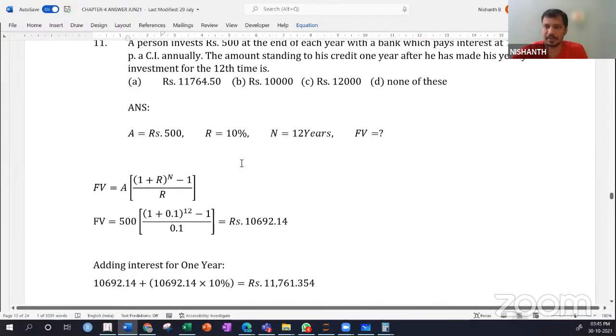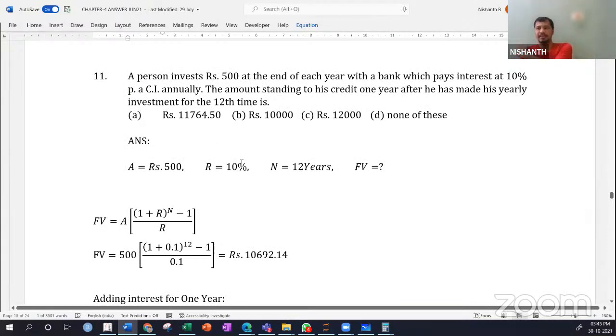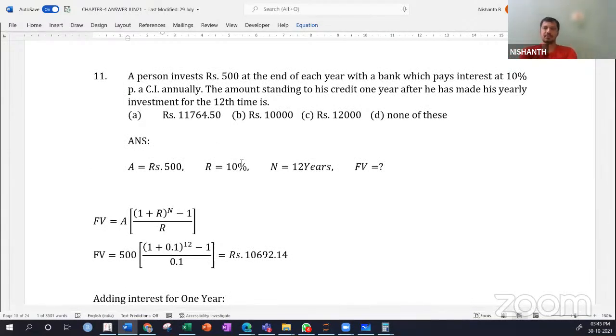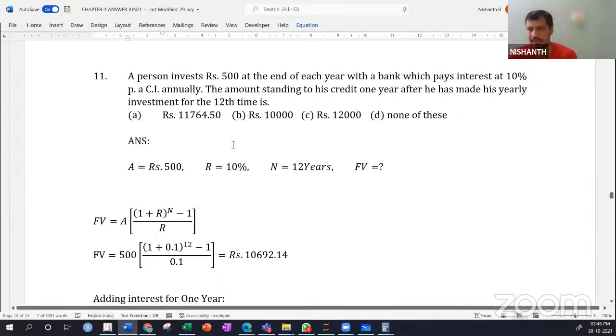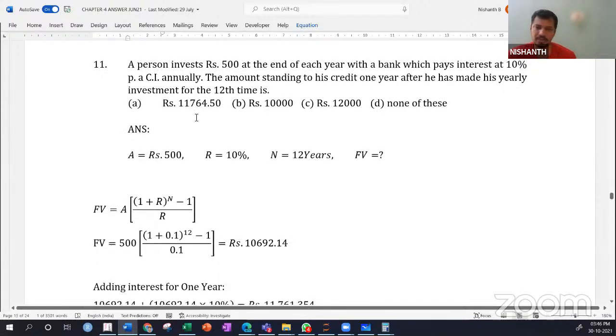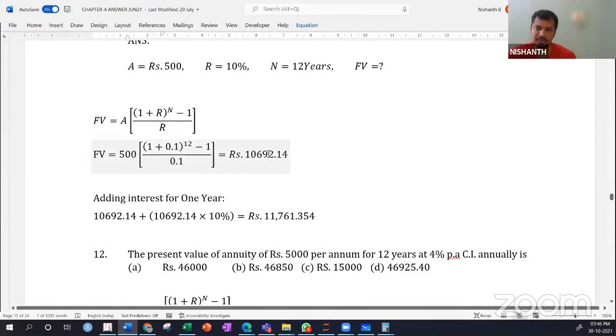There was some confusion here. A person invests ₹500 at the end of each year with the bank, which pays interest at 10% per annum, compounded annually. The amount standing to his credit is withdrawn 1 year after he has made his yearly investment for the 12th time. So any doubts in this kind of problem? Here they're saying he will continue to invest for 12 years, but he will not withdraw the money right after the 12th year. He will withdraw the money 1 year after he has made his yearly investment for the 12th time. So I have found the future value for 12 years, and after that, I'll add 1 year of interest to it. That's what we've done.